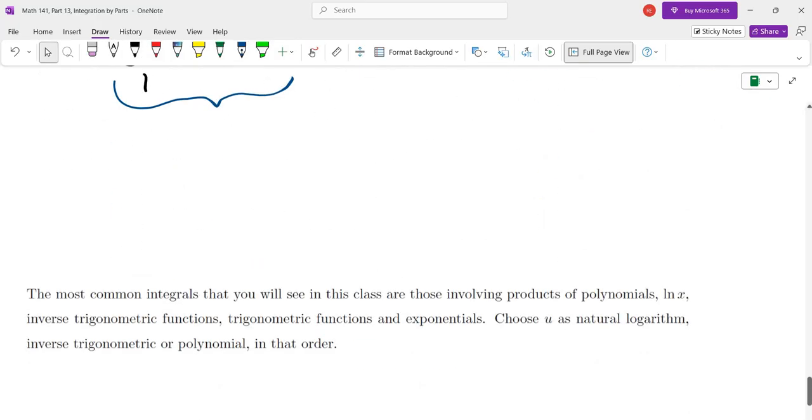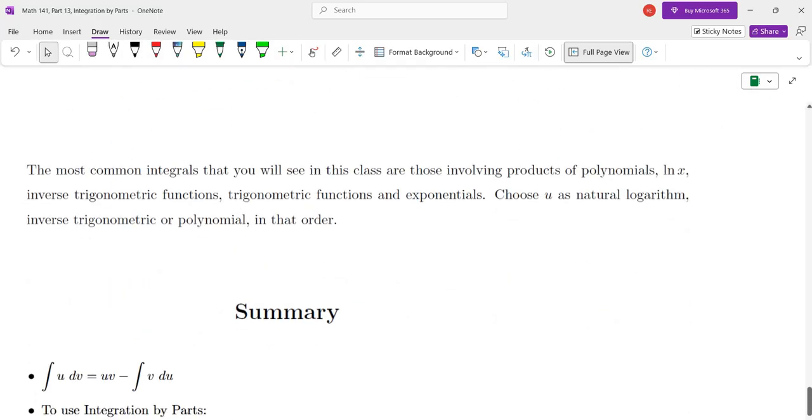Now here are some tips as to how to choose our u and dv. The most common integrals that you'll see in this class are going to involve products of polynomials, natural log, inverse trigonometric functions, and exponentials. We typically use u as the natural log if you have natural log. If not, choose inverse trig. If not, choose the polynomial.